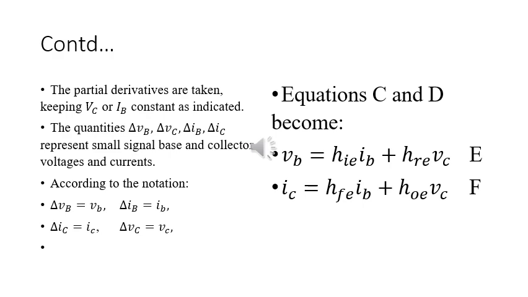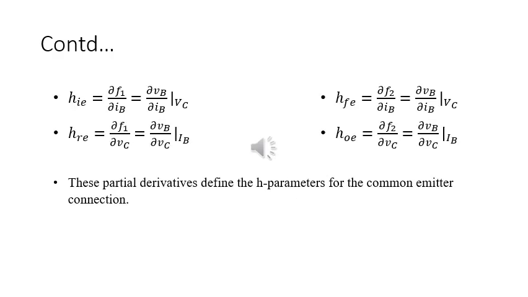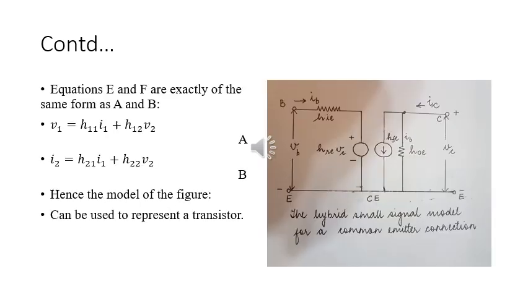So hie is equal to delta F1 by delta IB, which is equal to delta VB by delta IB at constant VC. hre is equal to delta F1 by delta VC, equal to delta VB by delta VC at constant IB. hfe is equal to delta F2 by delta IB, which is equal to delta IC by delta IB at constant VC. hoe is equal to delta F2 by delta VC, which is equal to delta IC by delta VC, IB remaining constant. These partial derivatives define the H parameters for the common emitter connection.